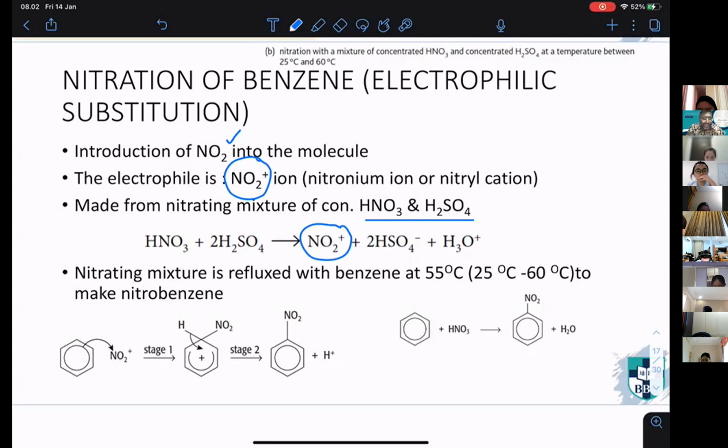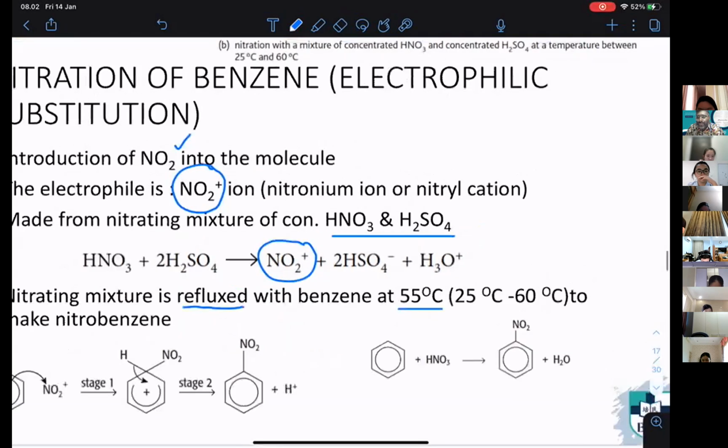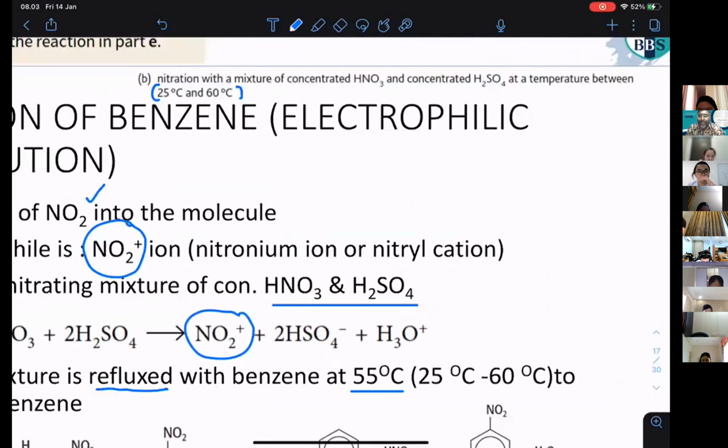And this reaction condition is going to be reflux. It's going to be done at 55 degrees Celsius according to your textbook. But if you look at your syllabus, they didn't specify 55. They say 25 to 60. So that is something you need to take note of. The temperature suggested in your syllabus is 25 to 60 degrees Celsius.